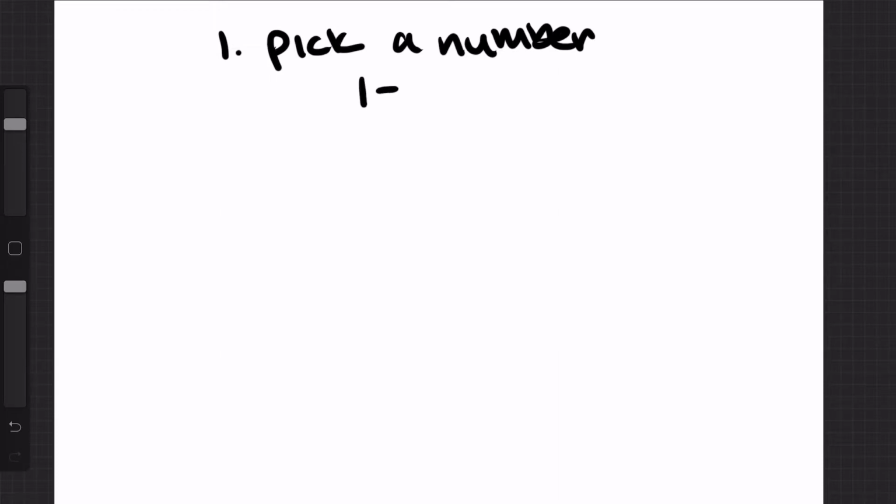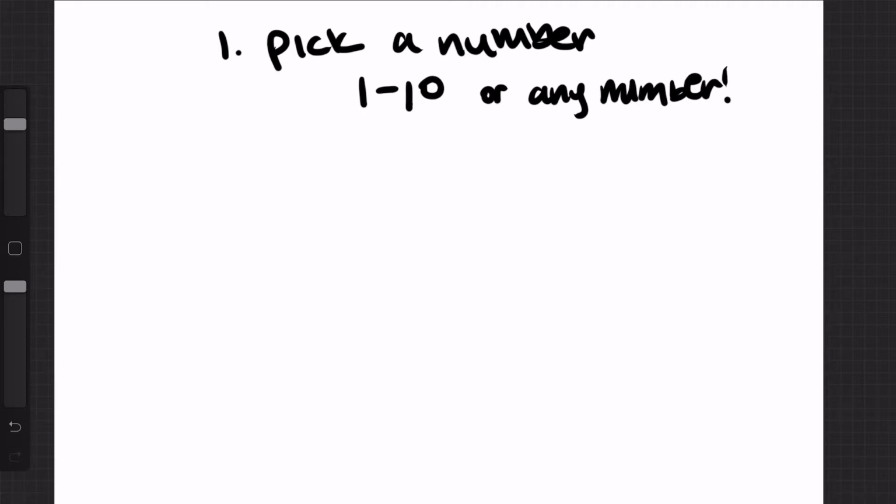Okay, so the first thing I need you to do is to pick any number. Your number has to be a whole number, so that means no decimals, fractions, any of that. It probably should be from 1 to 10, just to make it easier. But if you want to do it outside the range of 1 to 10, that's totally fine as well.